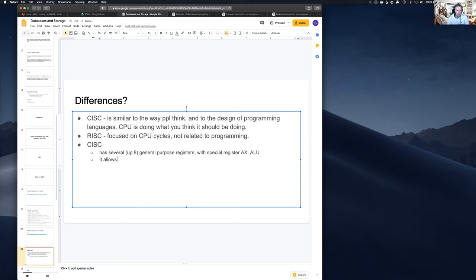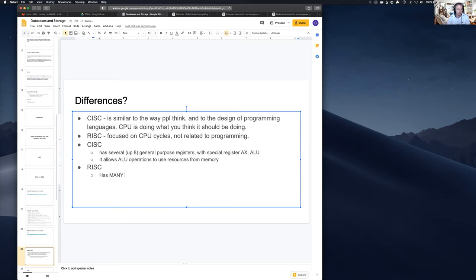Another thing CISC is doing is it allows arithmetic logic unit operations to use resources from memory. So if I have a particular memory location somewhere and I have some number in there, I can have an instruction which says, take this number, increment it, and put the result back into memory, right? RISC doesn't allow that.